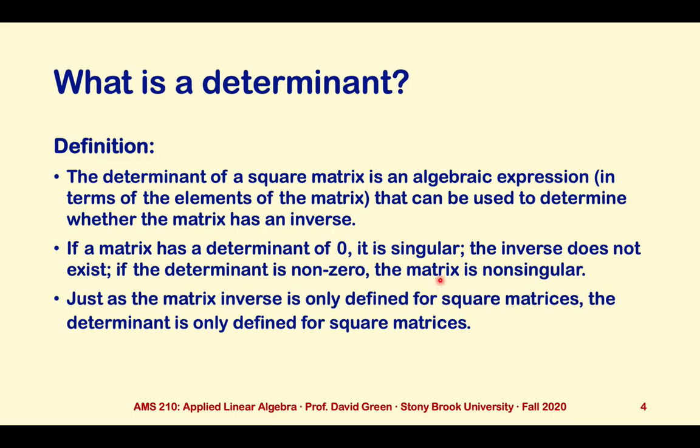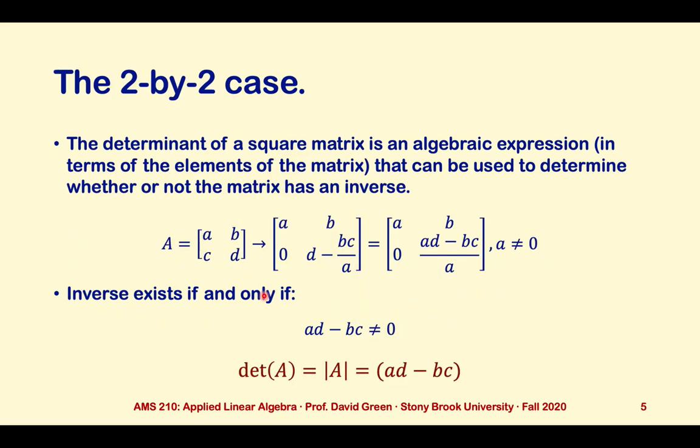Just as the matrix inverse is only defined for square matrices, and we reserve the terms singular and non-singular for square matrices, the determinant is only defined for square matrices. Let's take a look at a couple of simple examples to illustrate what we really mean by this, and to see where this takes us in terms of a method to compute it. Let's start with a 2 by 2 case.